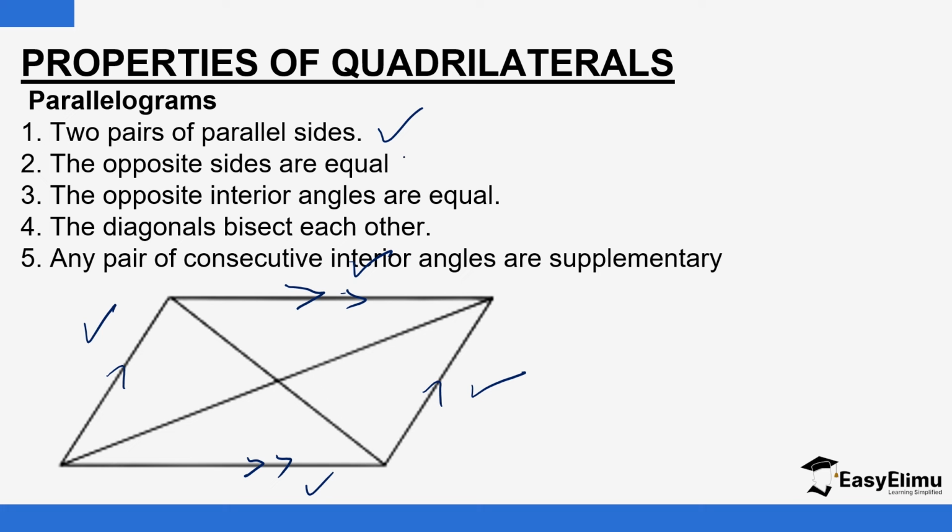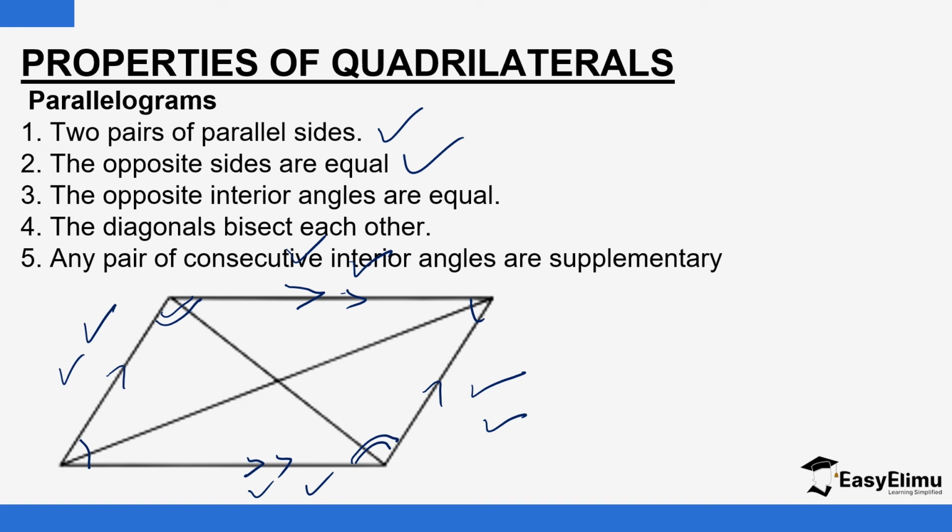And then of course opposite sides are always equal. So this side must be equal to that, this equal to this and this equal to this. That's when you can conclude that it is a parallelogram. And of course, opposite interior angles are equal. This one here equals this, and this one here is equal to this. Opposite interior angles are equal.